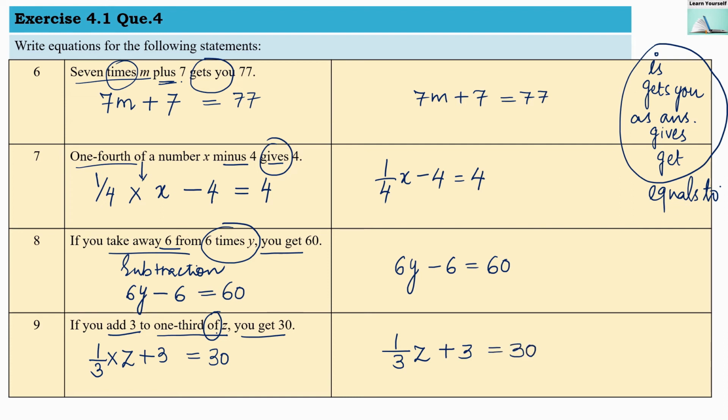That is how we are going to interpret each and every statement and make equations. It is not hard. Some of the terminology, once you get it with hands-on practice, you will learn how to write equations. Of and times suggest multiplication. Take away, subtracting, minus mean you have to do subtraction. Is, gets you as answer, gives, get, for all those words you have to write equals to.